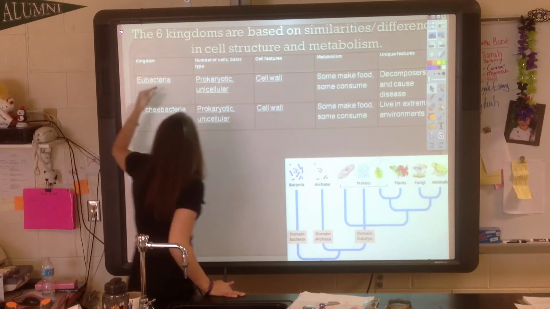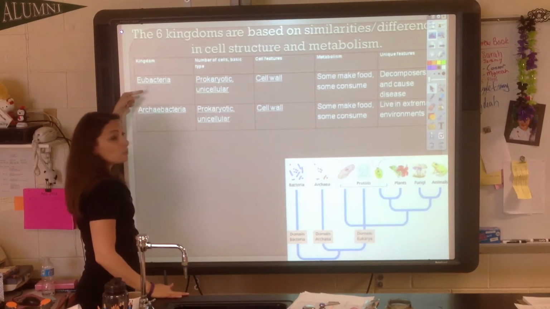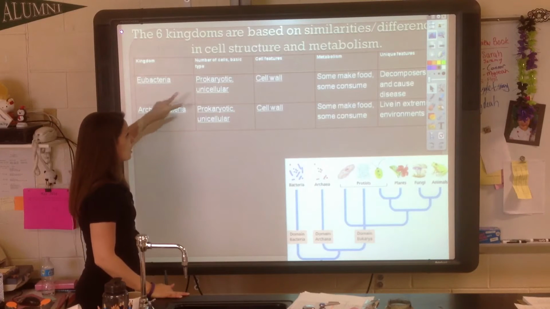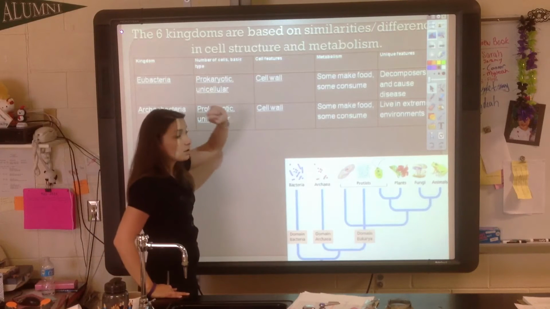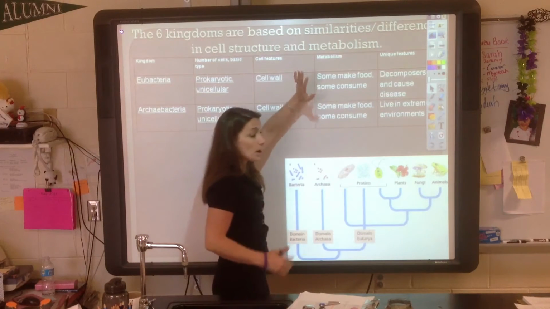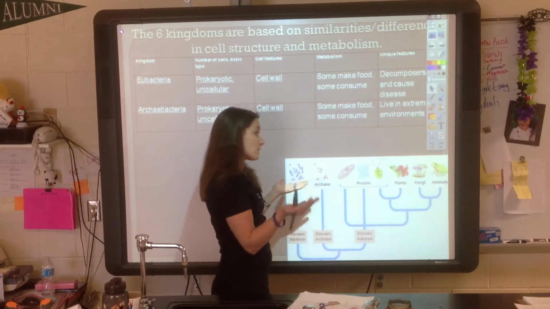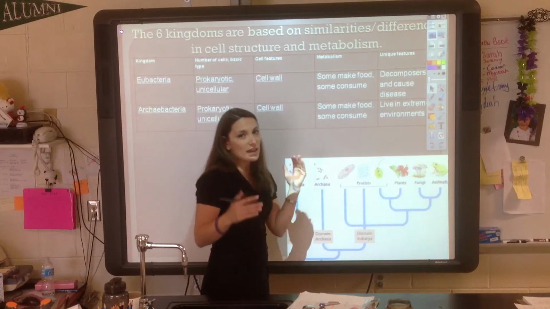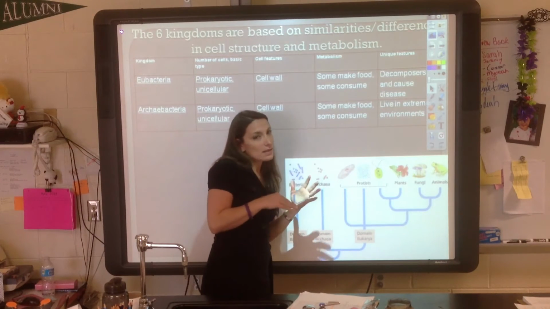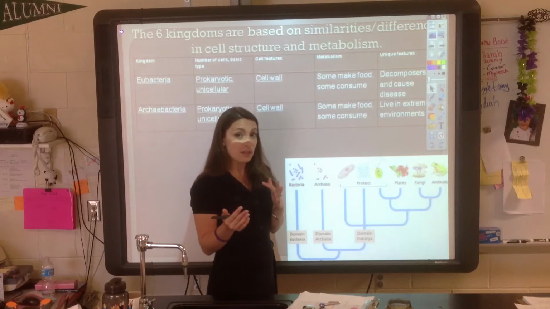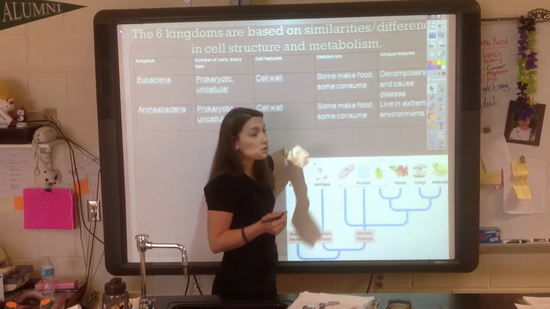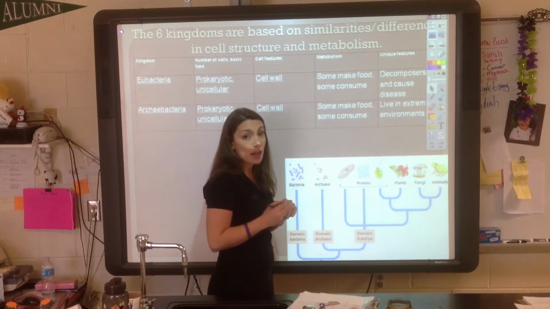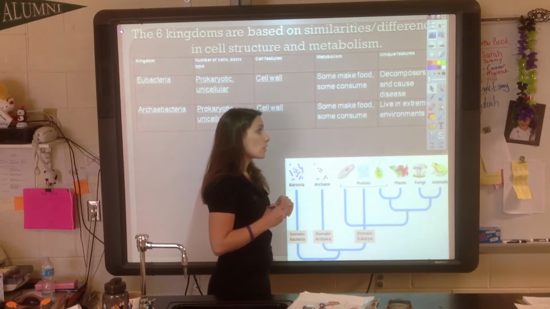And so we see a lot of similarities between eubacteria and archaeobacteria. Both are prokaryotic and unicellular. Both have cell walls. Both show diversity in metabolism. We don't mean that they can switch back and forth, that one day they make their own food and the next day they have to consume food. We mean that some bacteria can make food and some eubacteria have to consume it, same with archaea.